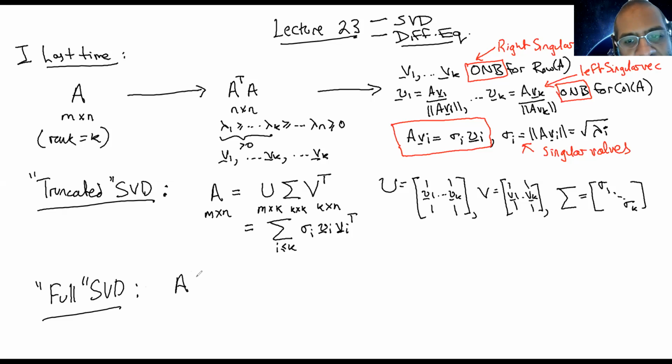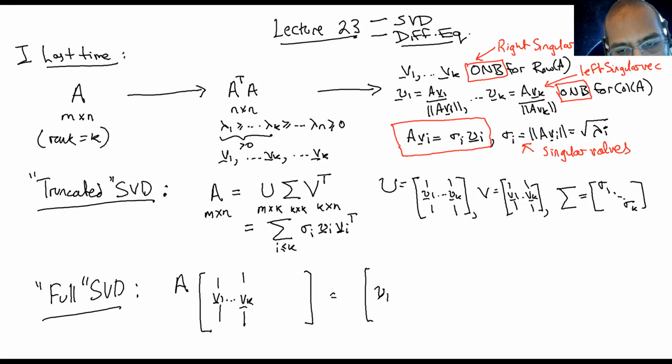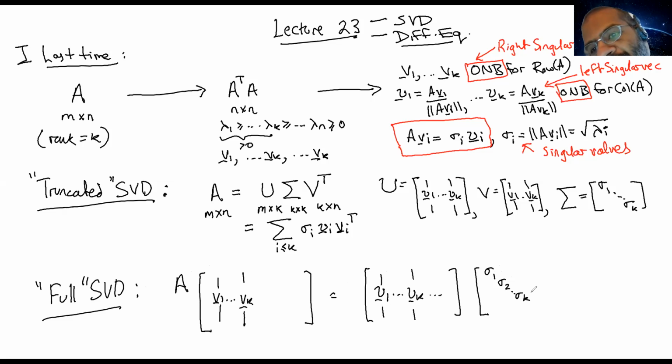We got it by writing this red box equation in matrix form, right? So we wrote it like A times V1 through VK, leaving some space here, equals U1 through UK times this matrix that had sigma 1, sigma 2 up to sigma k. Okay, that's what happens if you write the equation in the red box in matrix notation.